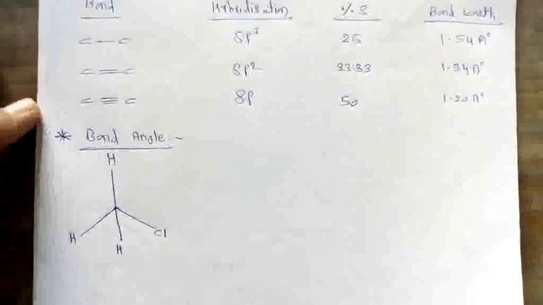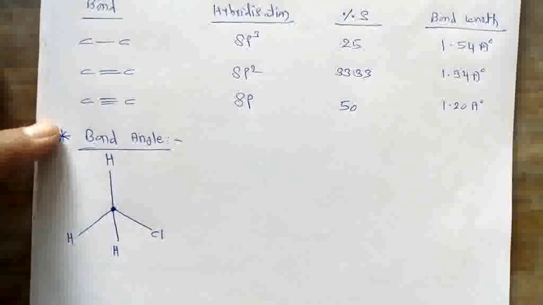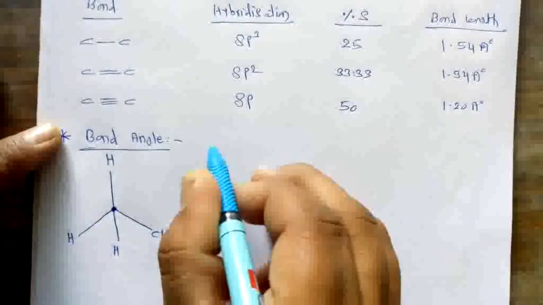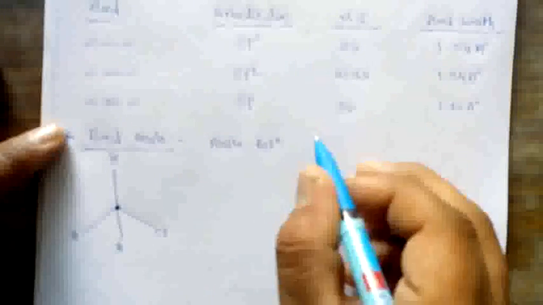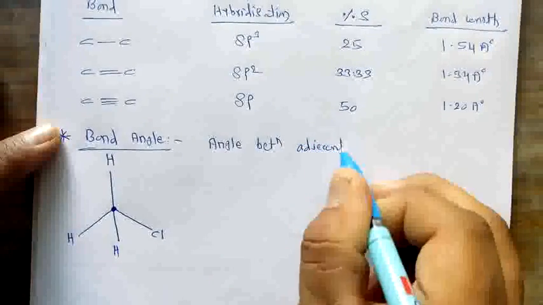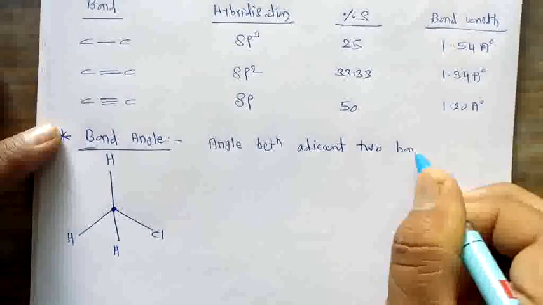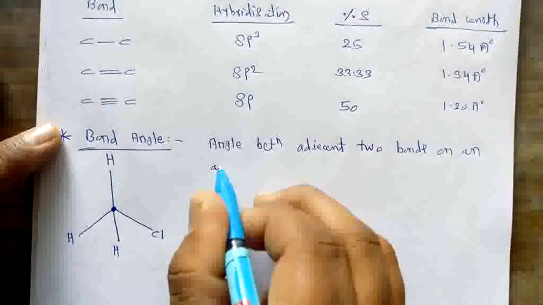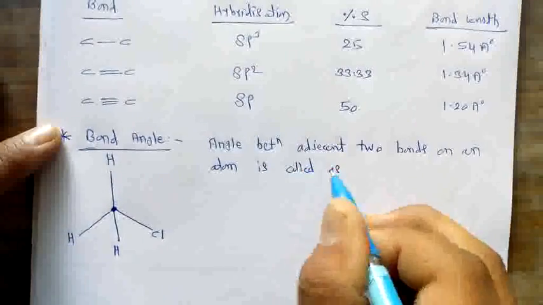Now from this methyl chloride, if we want to define this particular bond angle, what is the bond angle? The bond angle is defined as the angle between adjacent two bonds on an atom, and it is called the bond angle.